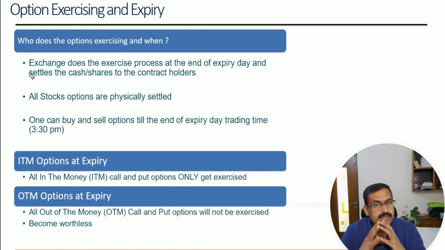Who does the exercise process and when? It is the exchange that does the exercise process at the end of expiry day and settles the cash or the shares to the contract holders. As I mentioned, all stocks are physically settled. If you have opted for physical settlement, the number of shares will be delivered to your trading account or taken out of it based on the settlement process. You can buy or sell options till the end of expiry day, till the exchange closes, which is 3:30 p.m.